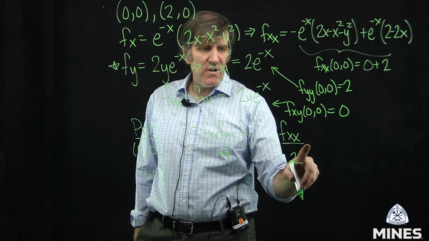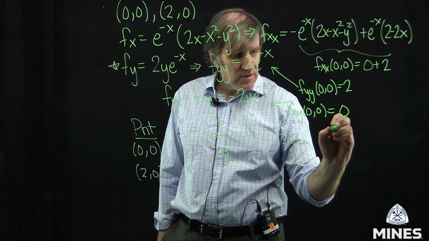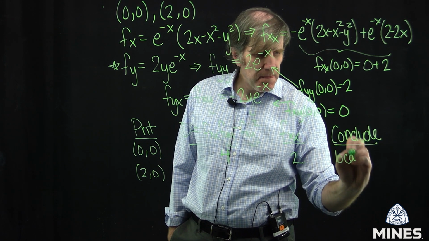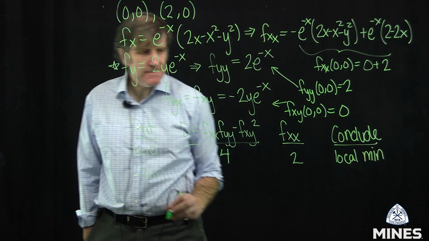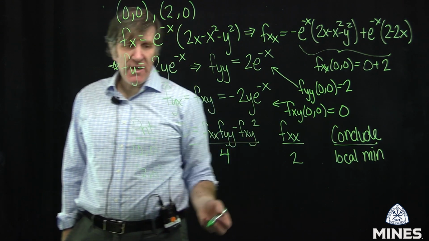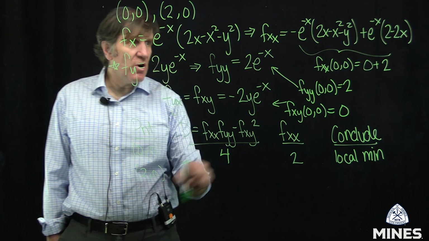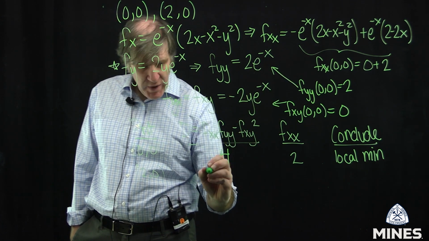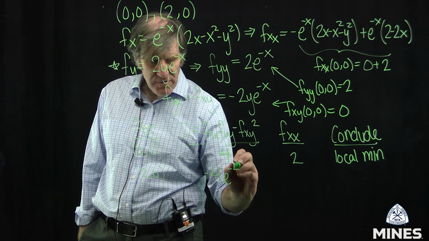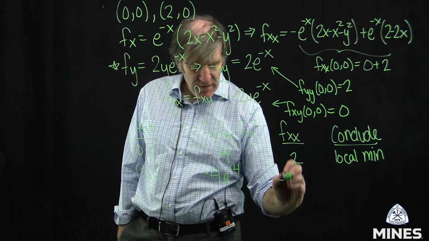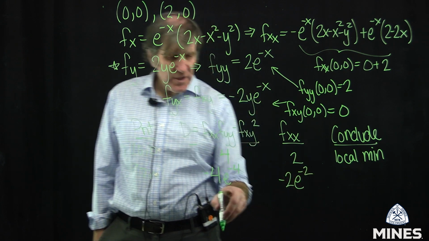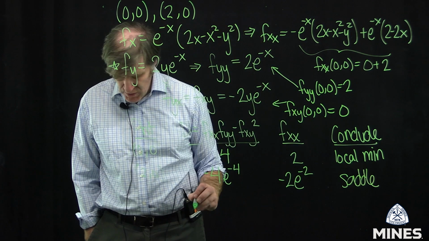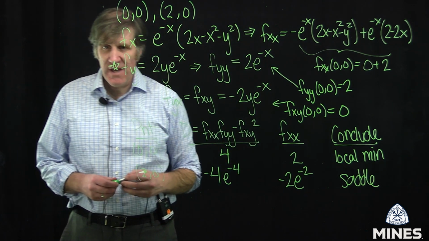If the second derivative, f sub xx, is positive, that means we have a local min. For the other point, we do the same thing. Plug 2, 0 into f sub xx, f sub yy, f sub xy. We get negative 4 e to the minus 4 for the discriminant, and for f sub xx we get negative 2 e to the minus 2. When the discriminant is negative, we have a saddle. So we have a local min and we have a saddle for this particular example.